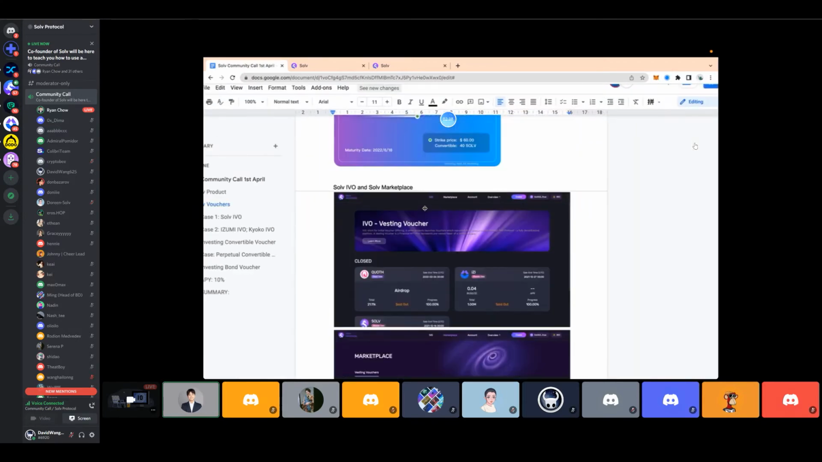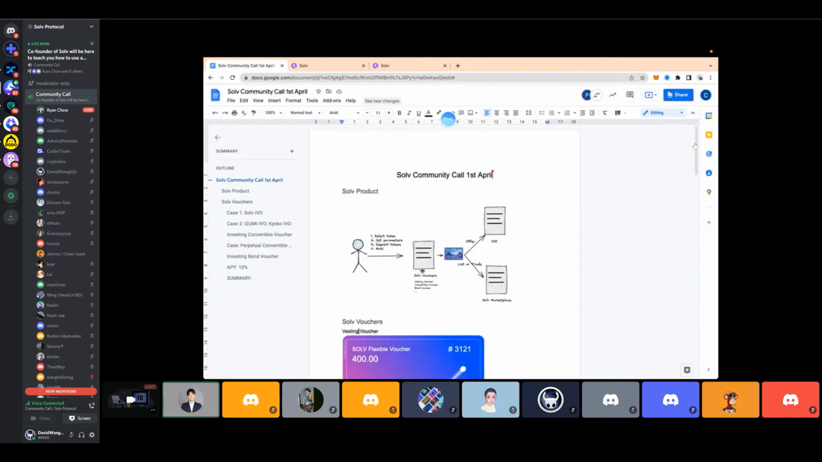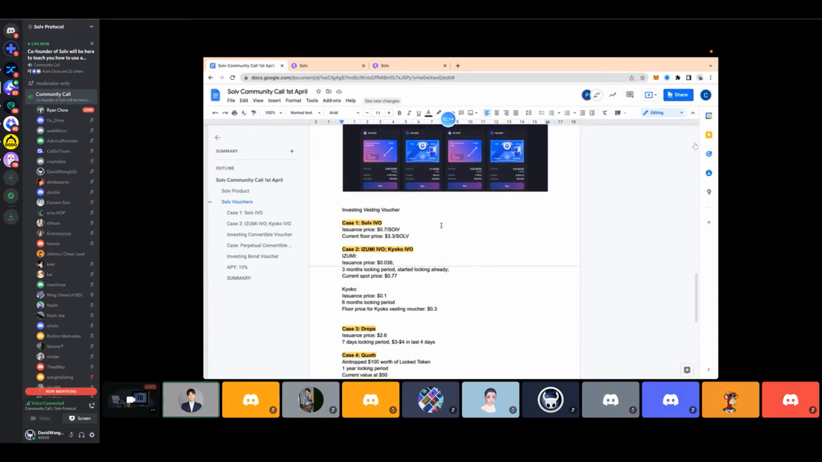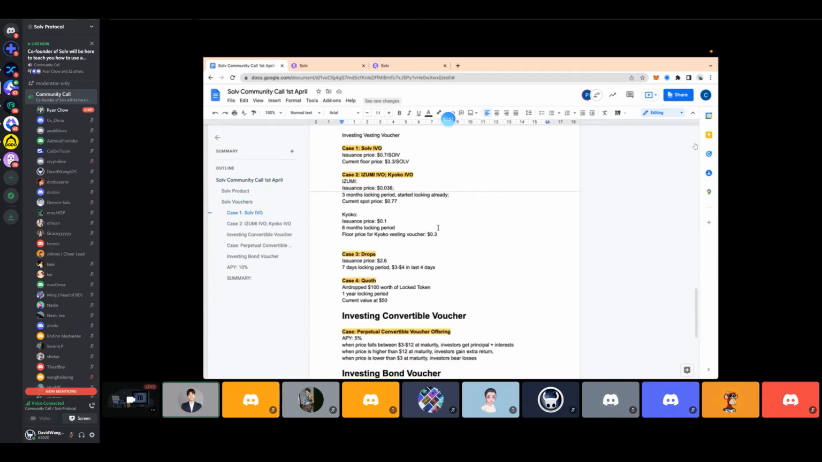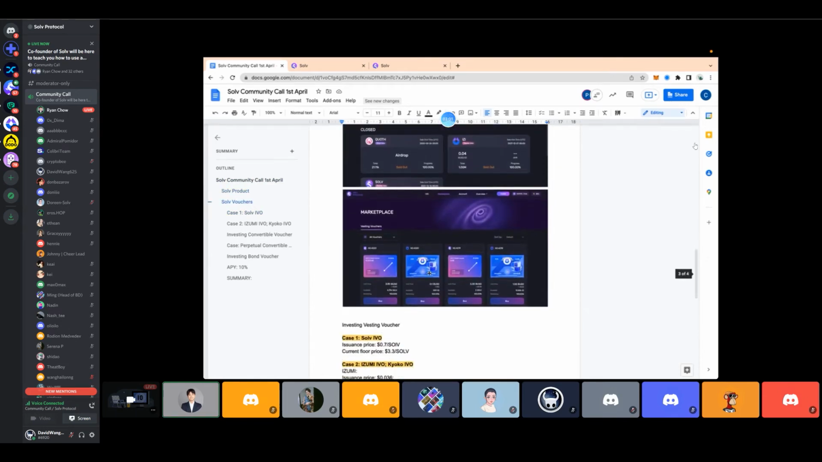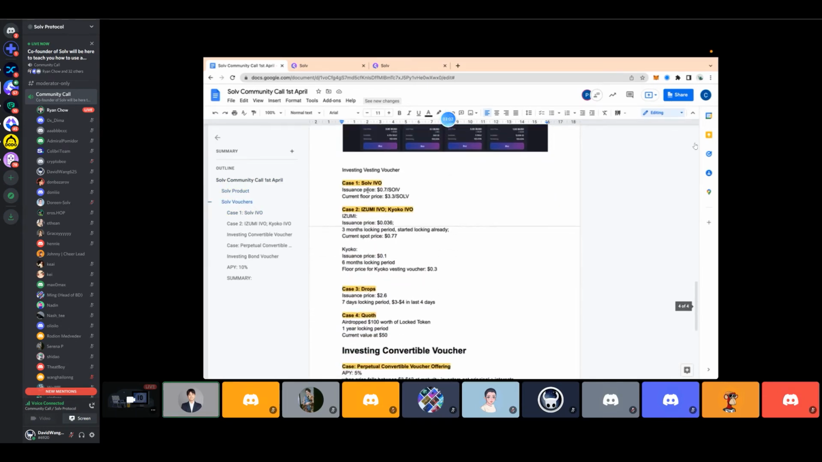So it's very simple. Again, it's Solv vouchers. It's about minting and creating. IVO is about offering, and Solv Marketplace is about trading. It's a secondary market. Okay, so that's the product line of Solv Protocol. And yeah, any questions about the product lines? And then I want to dive into the case.